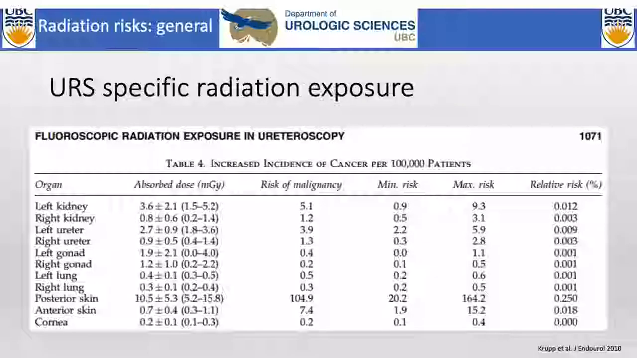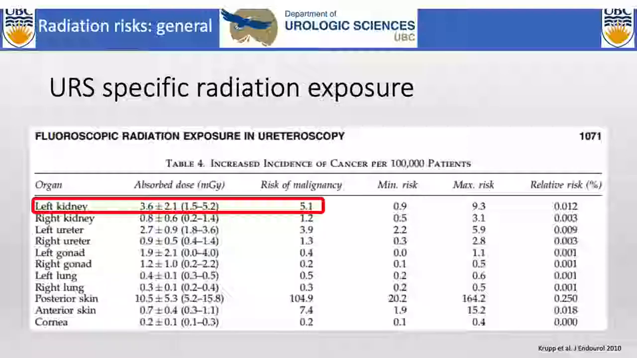In ureteroscopy alone, another statistical modeling study estimated the risk of malignancy from a single left-sided ureteroscopy at 5.1 malignancies per 100,000 patients treated. So one out of every 20,000 people getting ureteroscopy could get a malignancy from that. More concerning, for posterior skin, around 1 in 1,000 people would get a malignancy from having a ureteroscopy. This is obviously because the x-ray beam is coming from below the patient during ureteroscopy with the typical C-arm.